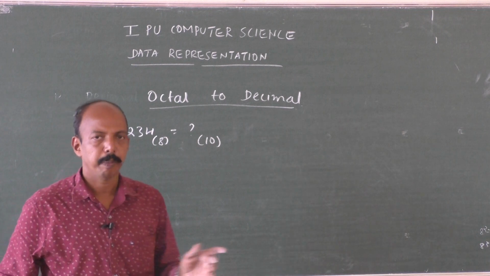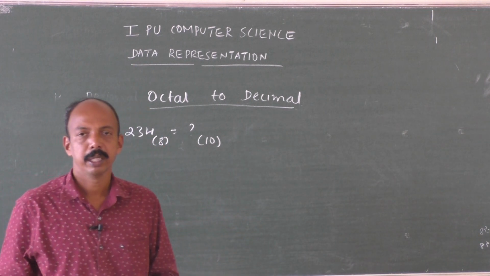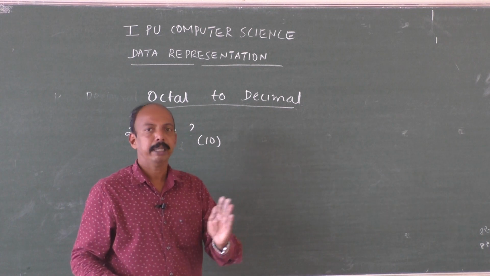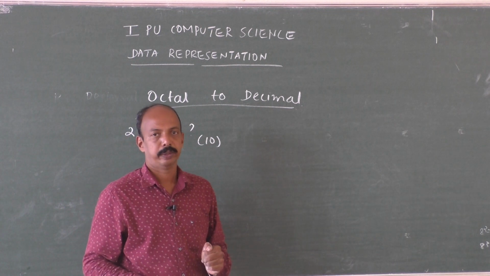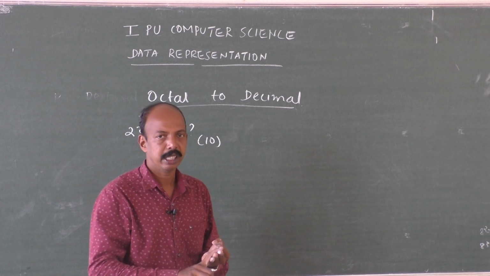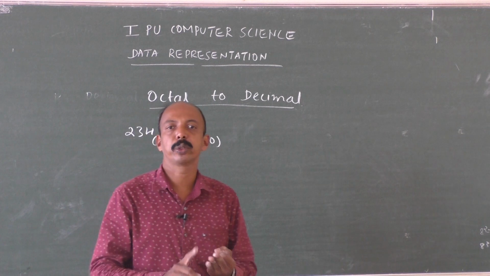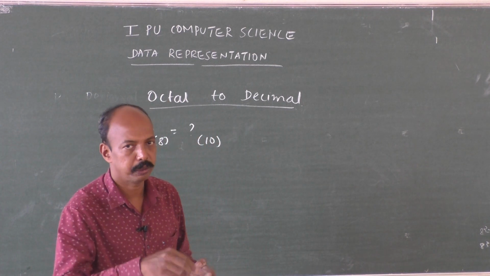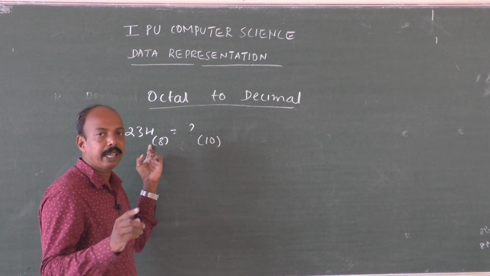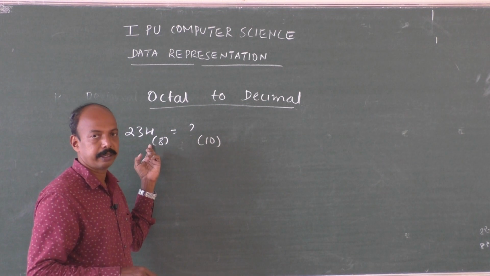Just recall, from binary to decimal what we have done. We have taken those digits and we have multiplied with respect to the positional values. There it was 2 to the power 0, 2 to the power 1, 2 to the power 2, etc. If you go to the other side of the fraction, it will be 2 to the power minus 1, 2 to the power minus 2, 2 to the power minus 3, etc. But since it is octal, we can't have 2 to the power, it's 8 to the power something.